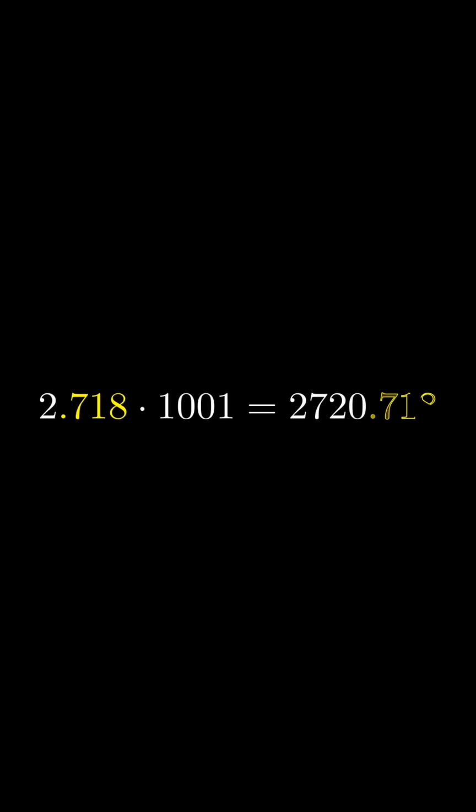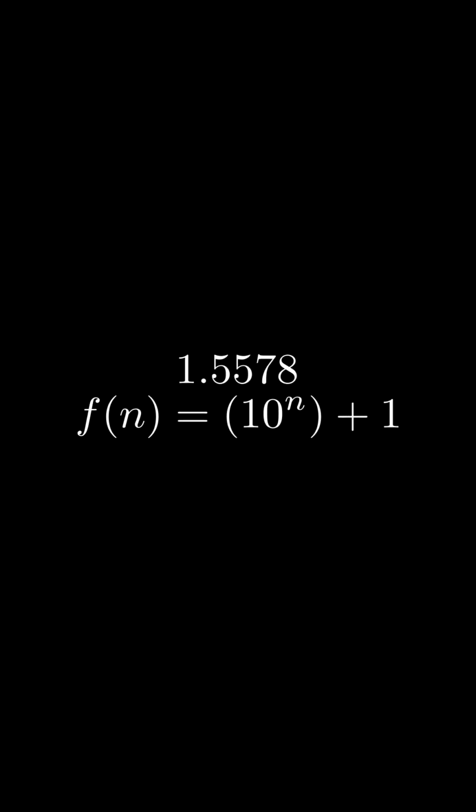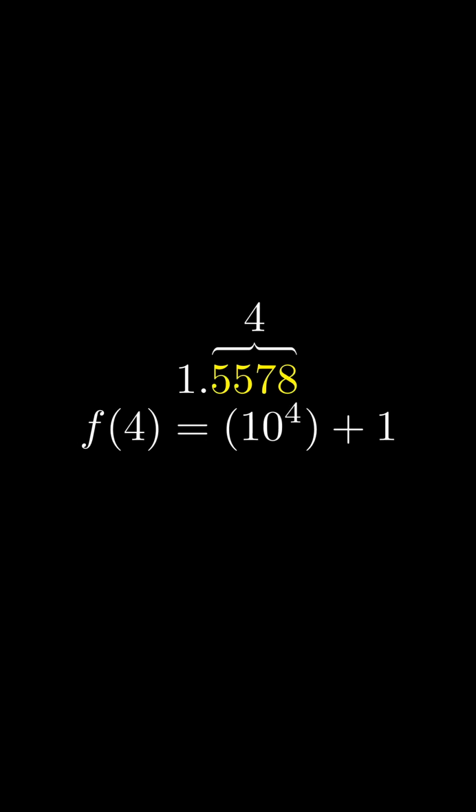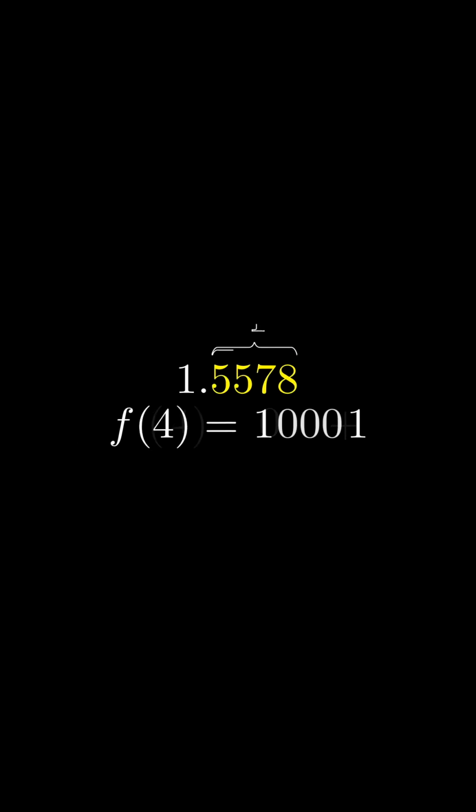We can write a formula to find the value we need to multiply by a decimal value to get the exact same decimal value. Our own function looks like this, where function of n equals 10 to the nth power plus 1. For example, let's take 1.5578. There are 4 decimal places in this number, so we replace n with 4 and do the math. And the value we need to multiply this number by is 10,001.